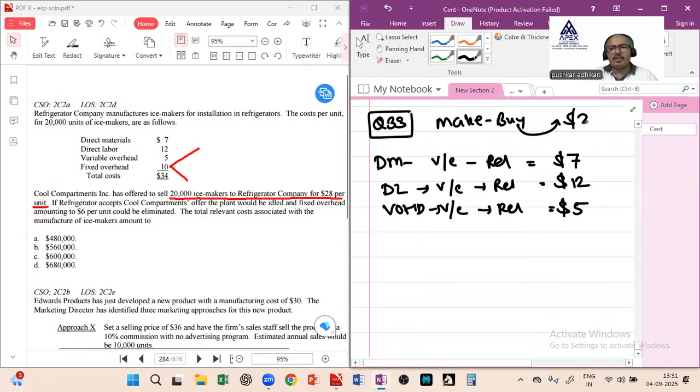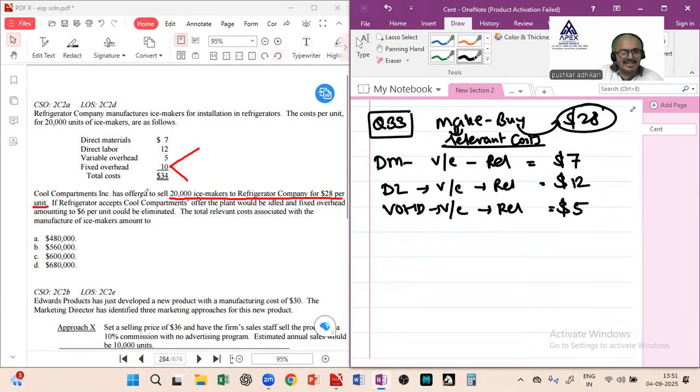You can buy for $28. But if you have to make, you have to take into consideration only relevant costs. So what is relevant? Direct material, direct labor, variable overhead. If the refrigerator accepts the cool components offer, the plant will be idled, means the plant will stop working, and fixed overhead amounting to 6 per unit can be eliminated.